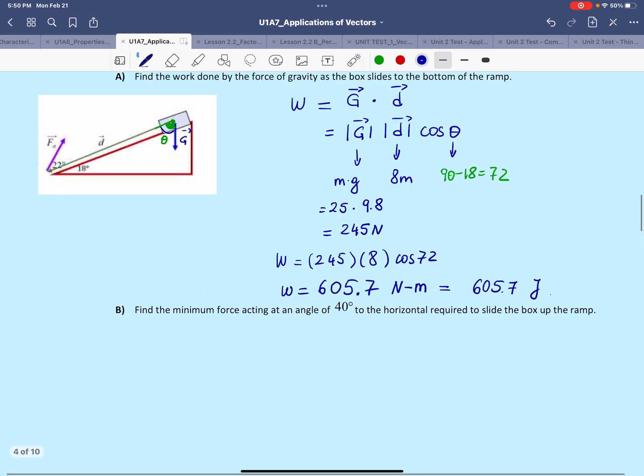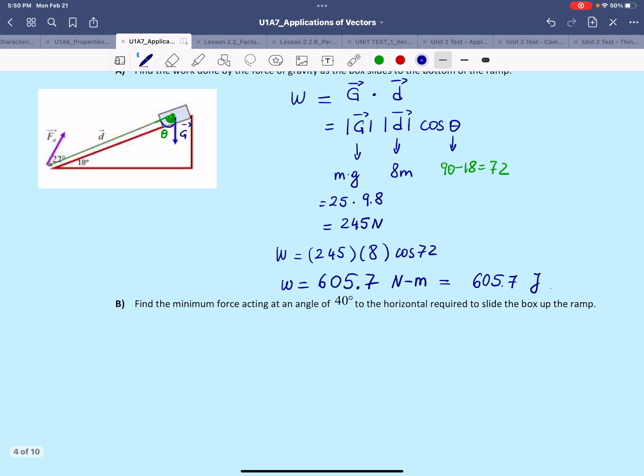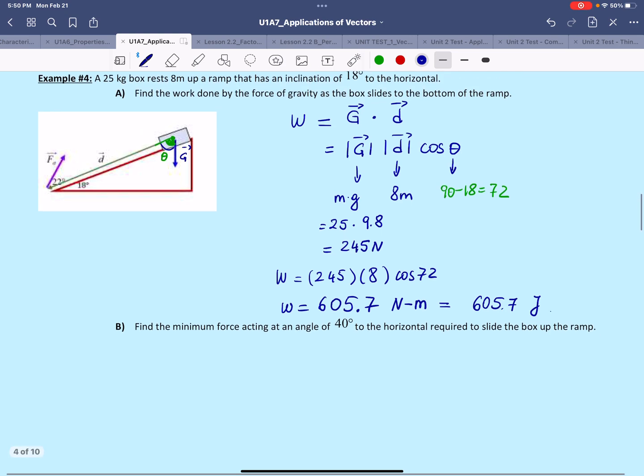Now the second part of the question is quite interesting, and it's very much related to physics, but we know how they go hand in hand. So we have to find the minimum force that is acting at an angle of 40 degrees to the horizontal that is required to slide the box up the ramp. So the force that we're looking at is a force that we apply at the bottom of the ramp here. And we're going to say that we can apply some force at an angle of 40 degrees. Maybe that's what is physically convenient or available. So that's the direction of the force we can apply.